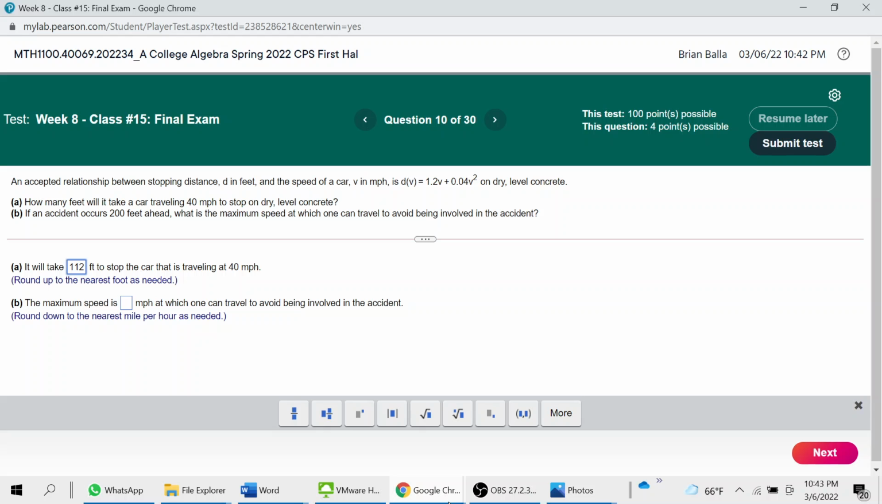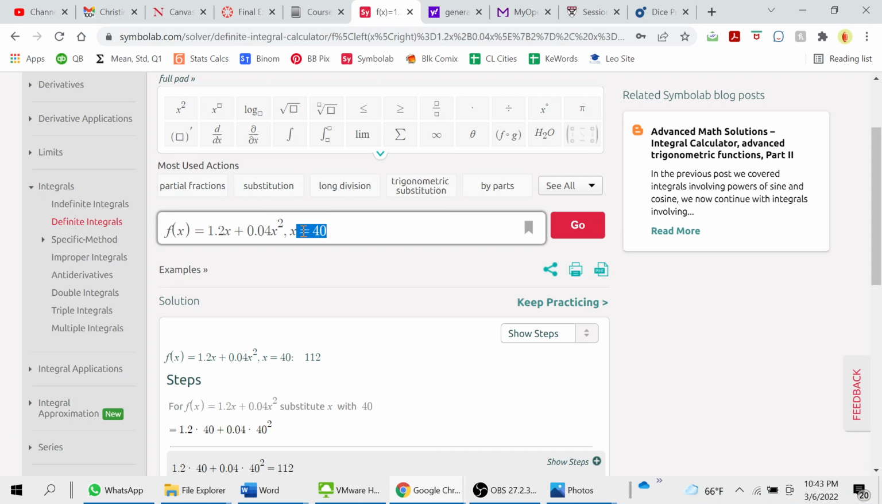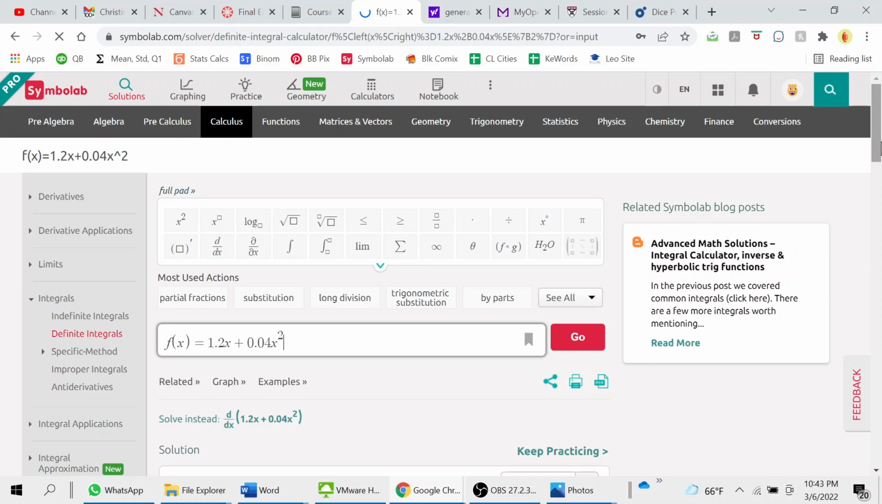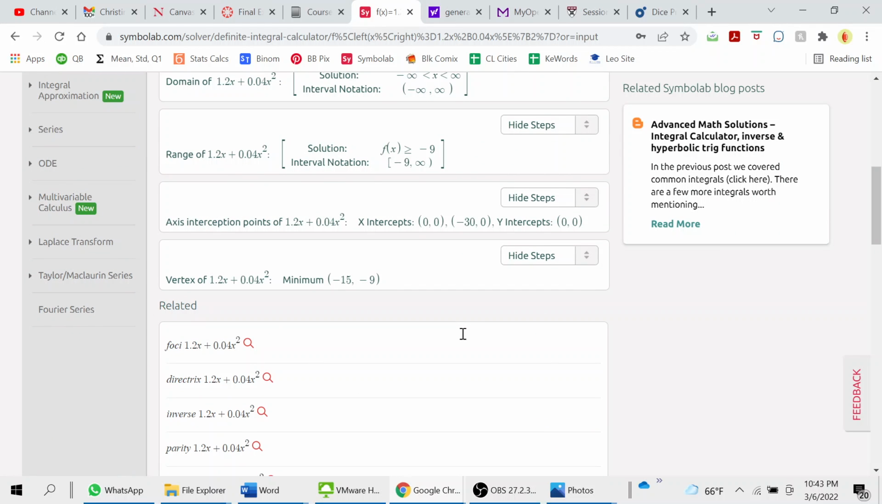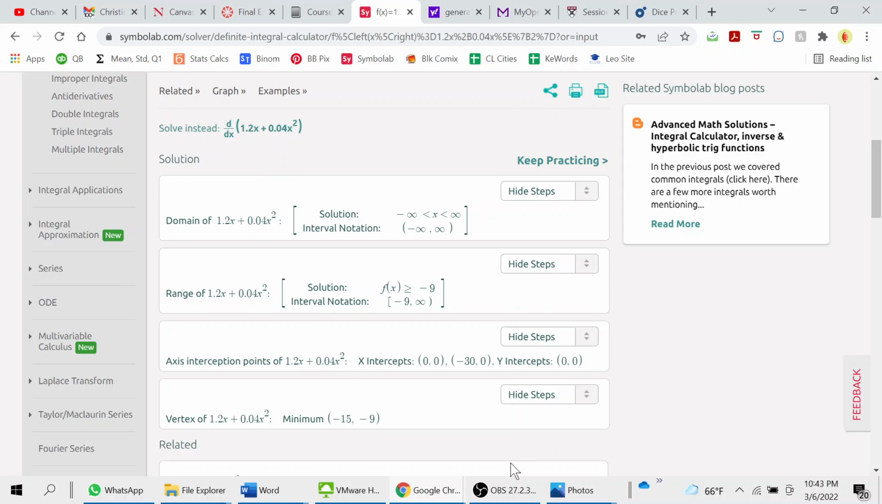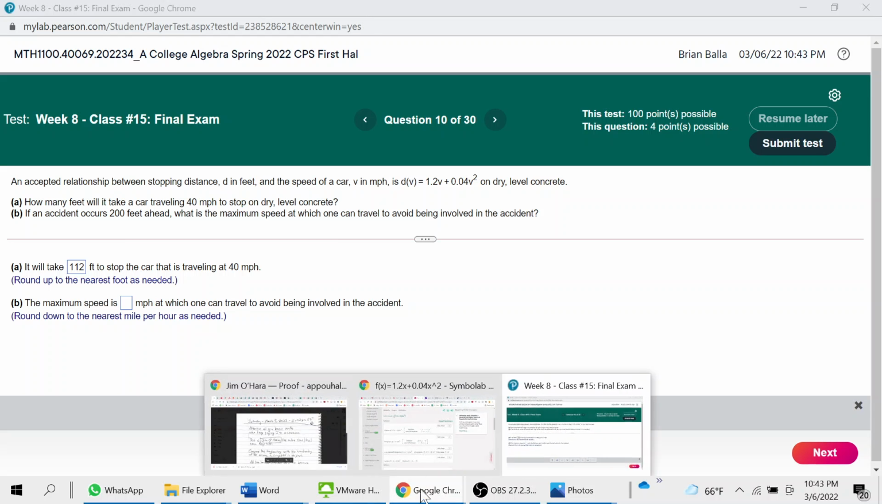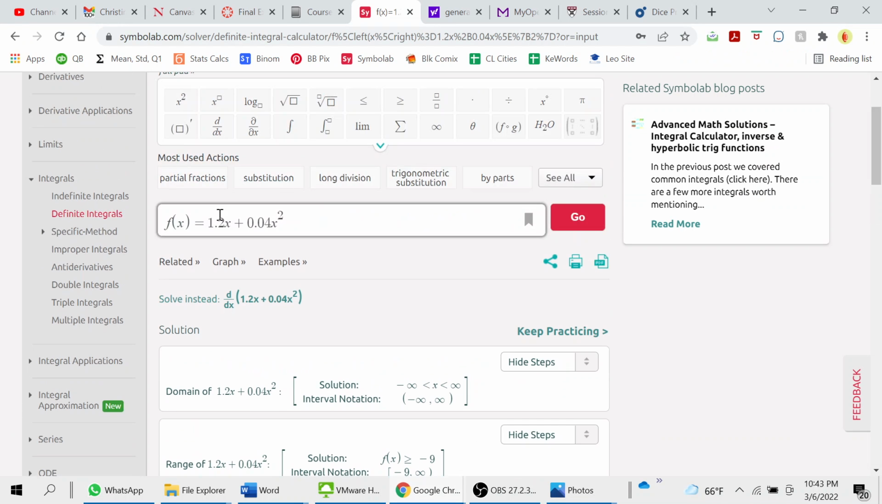Maximum speed. Just type in the function and determine the vertex. Interesting. The vertex is negative 15, but that doesn't make any sense in the context of the problem. Oh wait, if an x occurs 200 feet ahead. Oh, d is the distance. Okay, 200. Got it. Place f of x at 200.